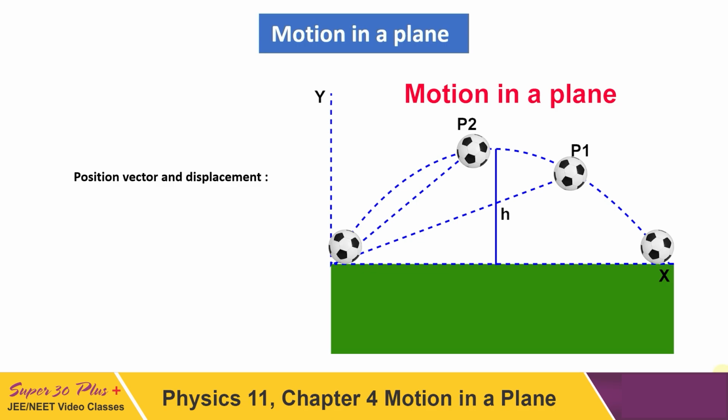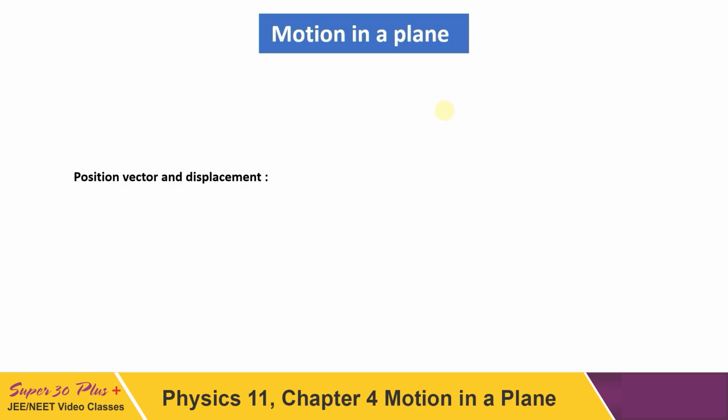How can motion be analyzed? Again, it has to be with the help of some kinematical terms, as we had discussed for one-dimensional motion. So let us start with position vector and displacement. But here motion is in two dimensions. So let us denote this coordinate axis y and x.